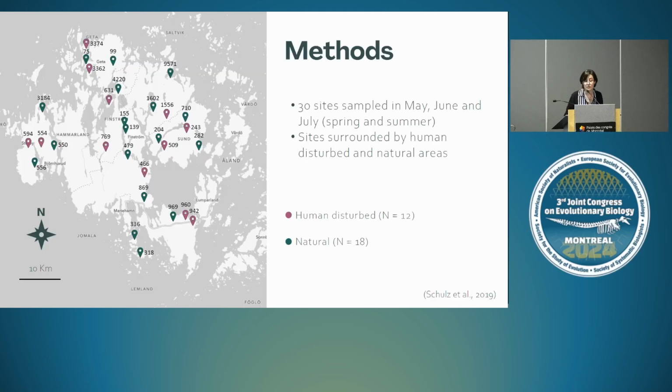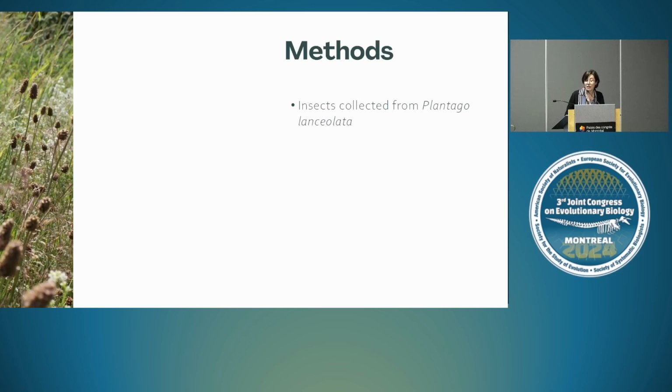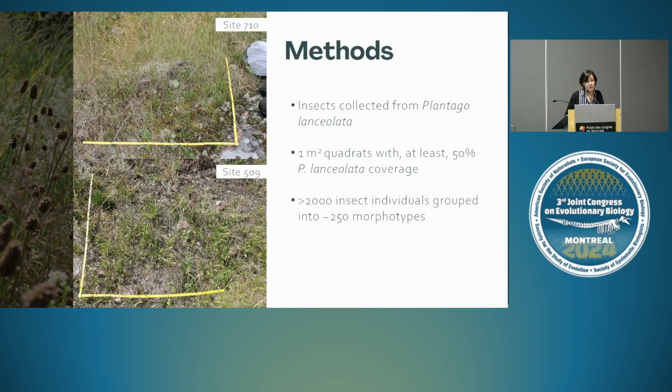For this, we visited 30 sites in the Åland Islands. Those sites were either surrounded by natural areas, here in dark green, or by human areas in pink. We visited them throughout the spring and summer of 2021, comprising the months of May, June, and July. We collected insects found on Plantago lanceolata, either on their leaves, stem, or flowers. To standardize our collections, we set up 1 square meter quadrats, which had to be covered by at least 50% Plantago lanceolata.